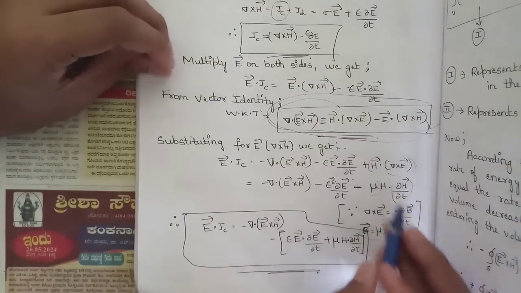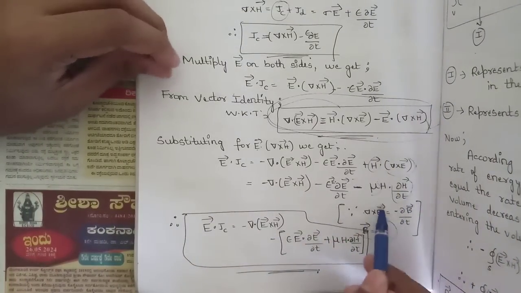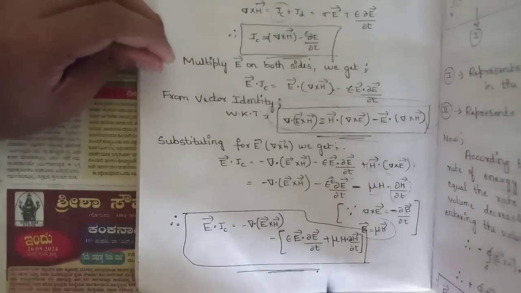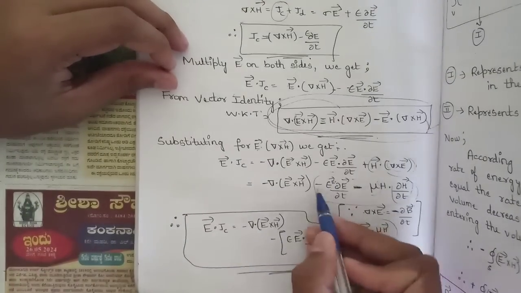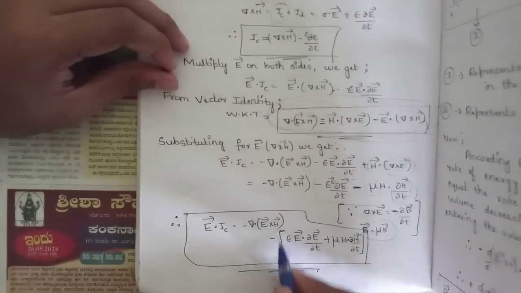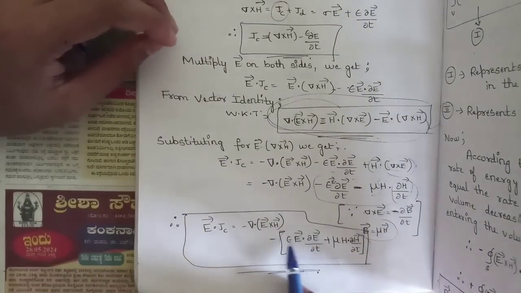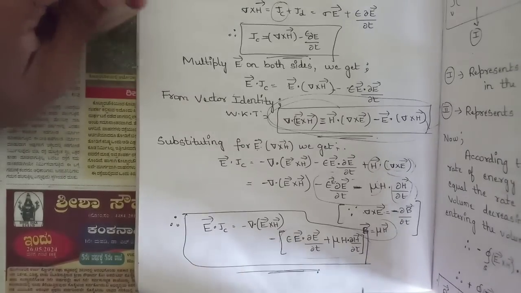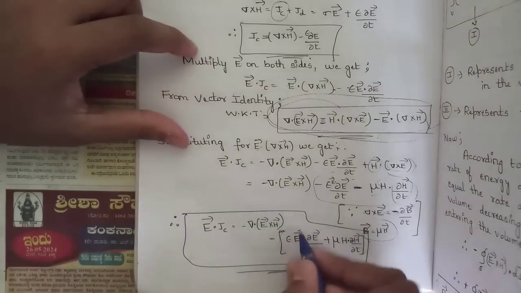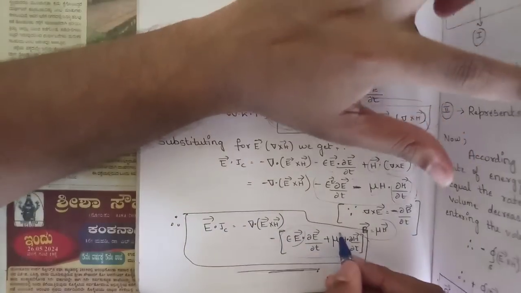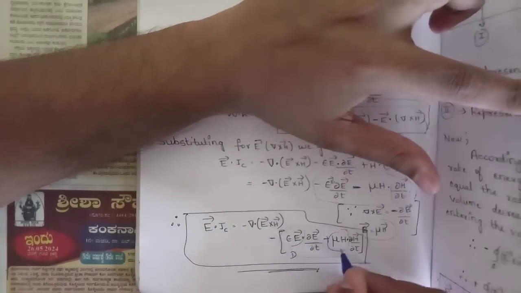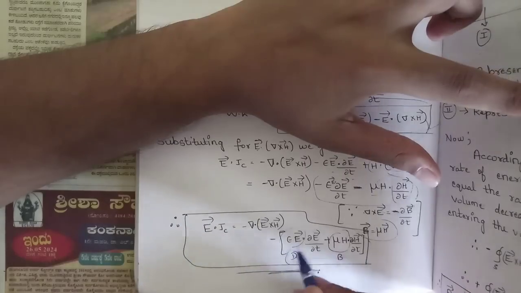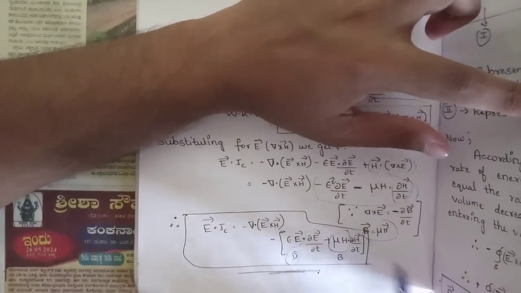Since del cross E is equal to minus dou B by dou T, that's why we are getting the minus sign here. If we group these two together, we can take this minus sign common outside and write it like this, that is epsilon E times dou E by dou T plus mu H dot dou H by dou T, where epsilon E and mu H are equal to D and B, since D is equal to epsilon times E and B is equal to mu times H.